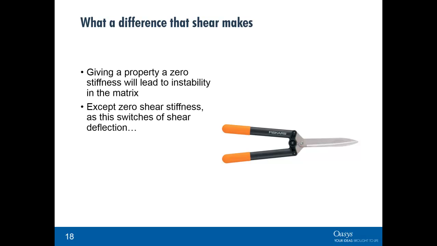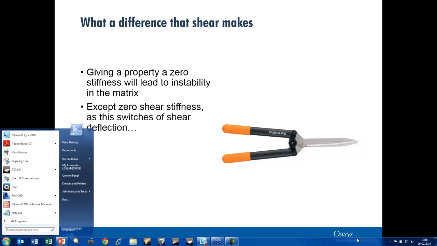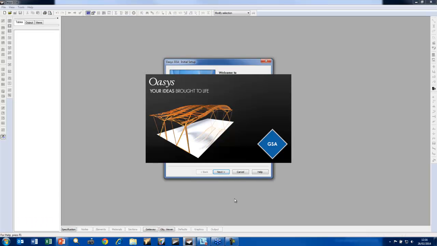Now the exception to this is shear stiffness, and zero shear stiffness in GSA switches off shear deflection. And let us look at that. Let me do an example for you.